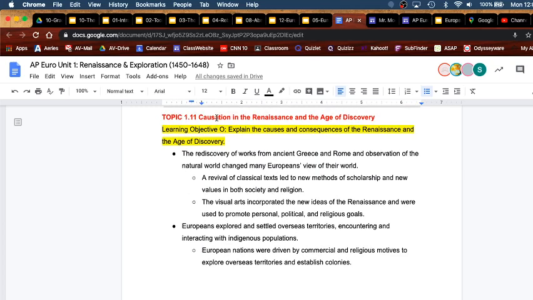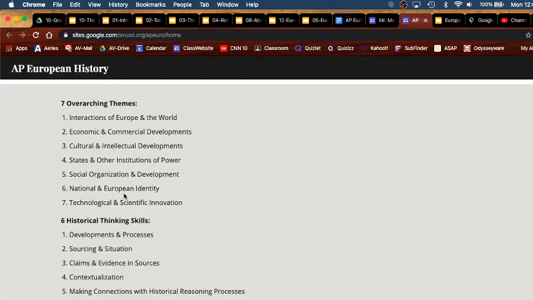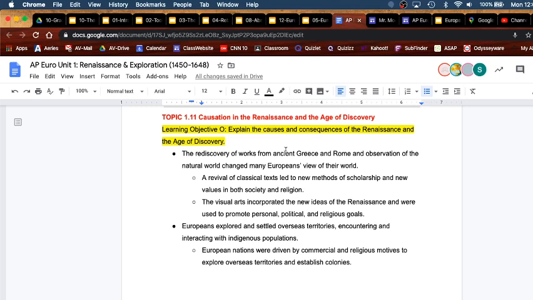But I want you as a student to remember those skills: to understand comparing and contrasting ideas, to show cause and effect, and to make a connection, showing continuity and change over time. And that will conclude our review session of Unit 1 on the Renaissance and Exploration.